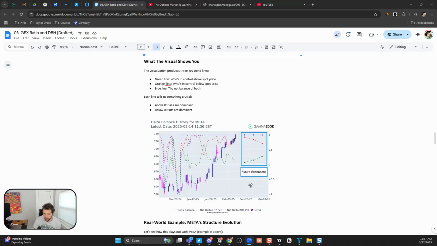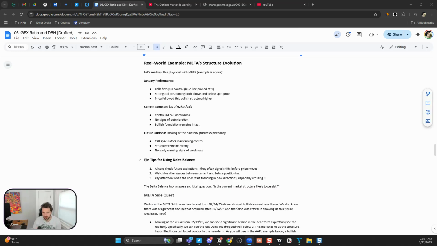The thing to point out about this chart is how the net delta balance was pinned at 1, and we saw rapid price appreciation, exactly what we expected to see because calls were in control and they stayed in control. A few things I wanted to point out here: watch for divergences between current and future positioning, and pay attention to when the lines start to trend in new directions, especially when they cross 0, either from below to above or from above to below.